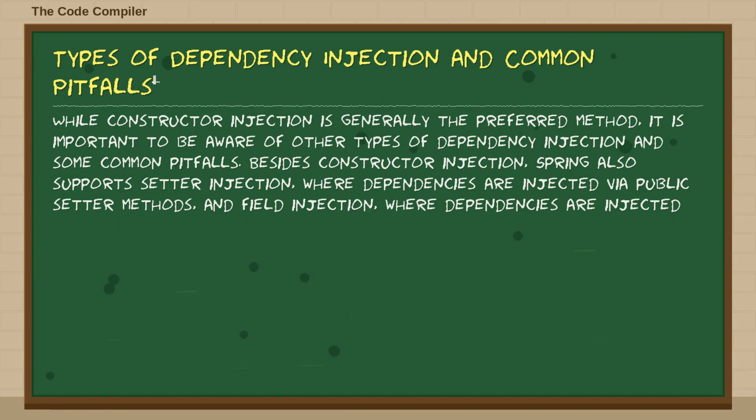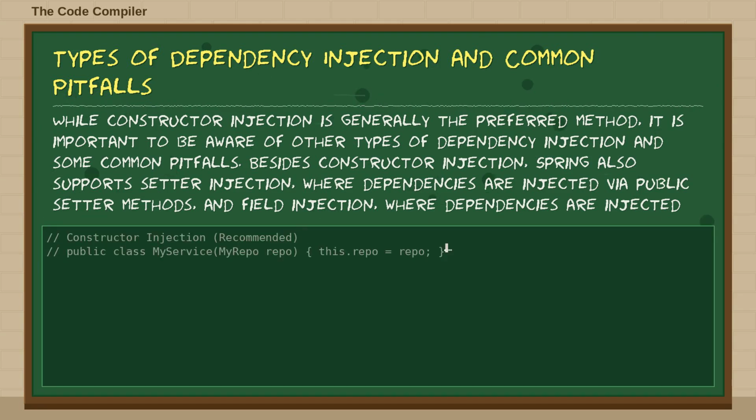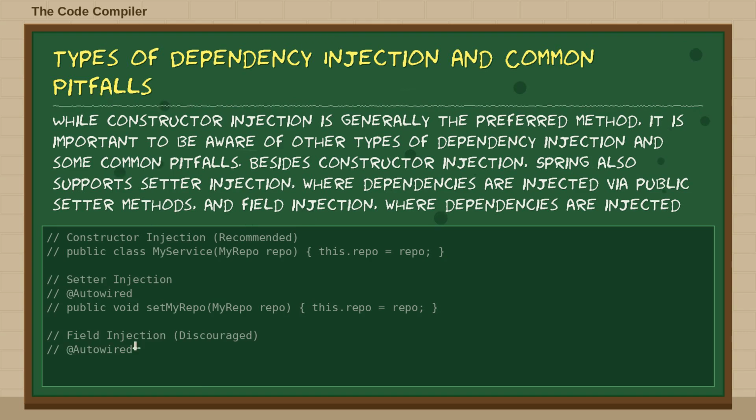Common mistakes include forgetting to annotate your Spring components with @Component, @Service, @Repository, or @Controller, which prevents Spring from discovering them. Another pitfall is circular dependencies, where two beans depend on each other, which can lead to runtime errors or unexpected behavior. Always prioritize constructor injection for mandatory dependencies and be mindful of your component annotations.